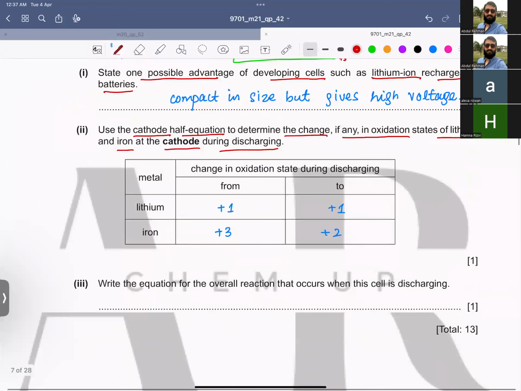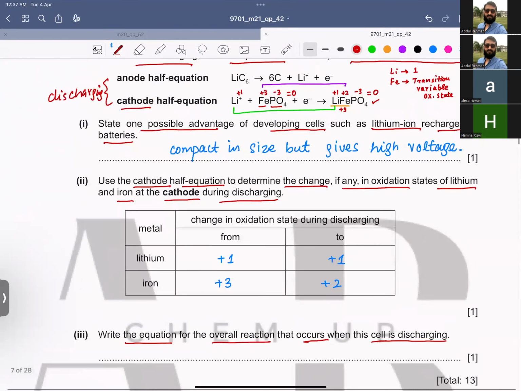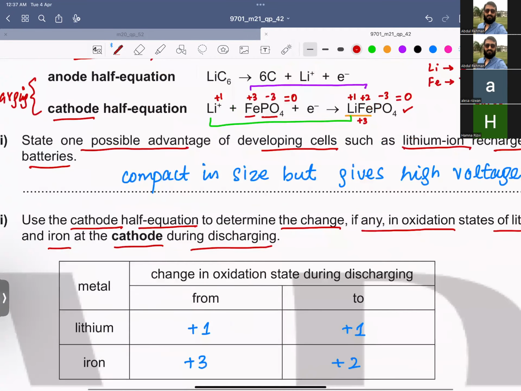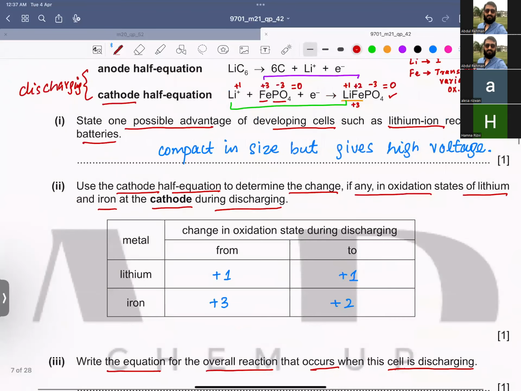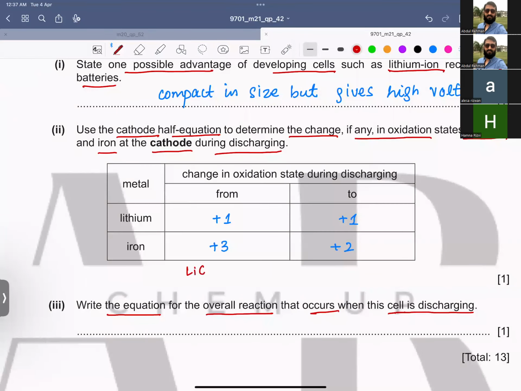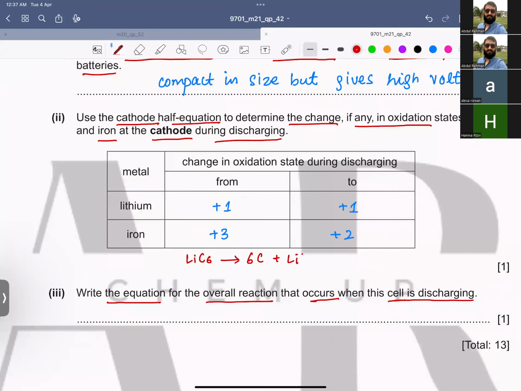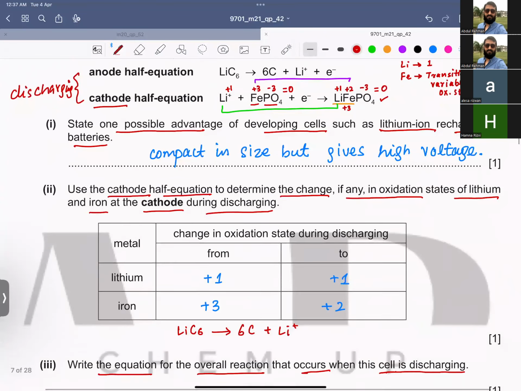Okay. Then third part, write the equation for the overall reaction that occurs when this cell is discharging. Okay. So if you look at these two, let me write the equations over here. It is LiC6 forming 6 carbon and Li positive ion and an electron.